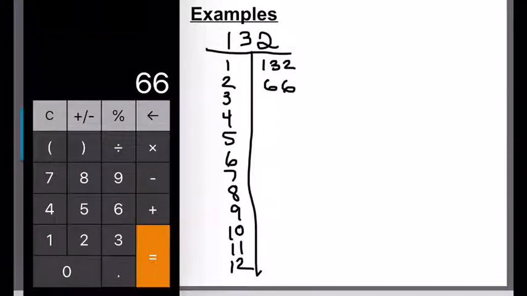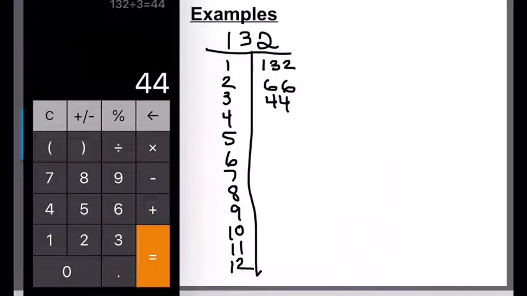But I don't know 3 times what is 132, so I can use my fact family. 132 divided by 3 equals 44. So my next factor pair is 3 and 44.